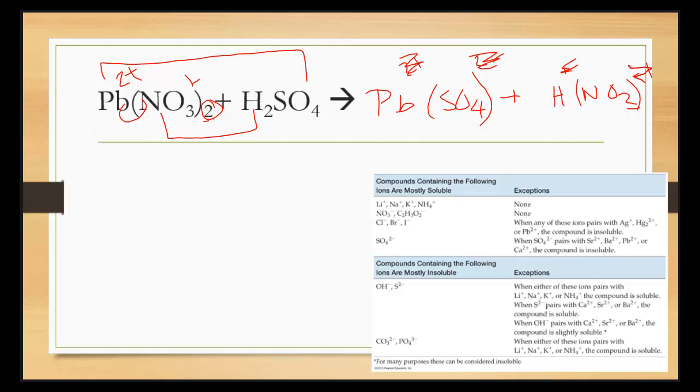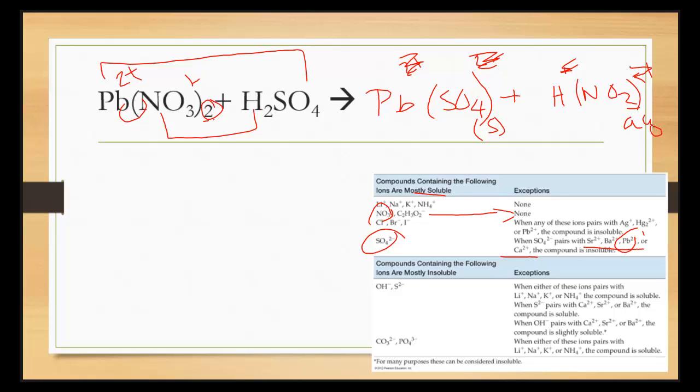Alright, so from here, let's figure out if we have a solid. Lead and sulfate. Well, here's sulfate. It's soluble except with strontium, barium, lead, and calcium. So lead is one of the exceptions, so that's going to be our solid. HNO3. Here's NO3. It is no exceptions. So that means no matter what, it's going to be aqueous.